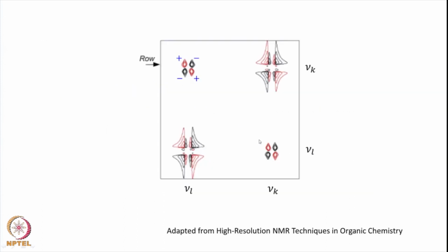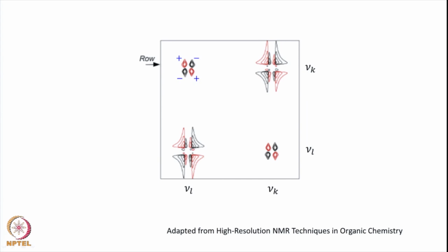So that is indicated here as 4 peaks. Here you can see these are the 4 peaks originating from K spin, and this is the so called cross peak. So the cross peak has absorptive line shapes in all the 4 components, and this is indicated here as minus, plus, plus, minus.